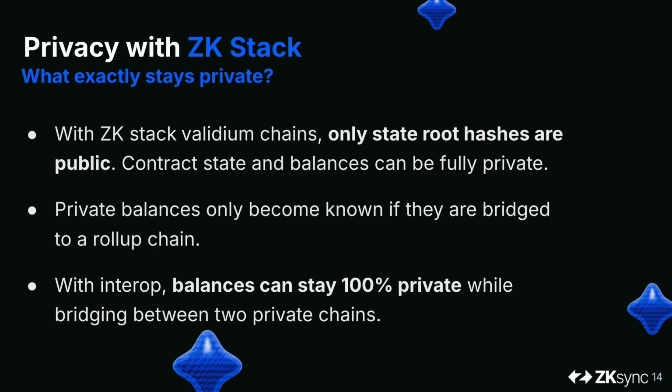Okay, so what exactly stays private? What's the catch? With Validium chains and ZK Stack, only the state root hashes are public. So actually, all of the state and the balances can be fully private. The private balances only become known if they're bridged to a roll-up chain, but they can actually be bridged to another private chain and stay 100% private.